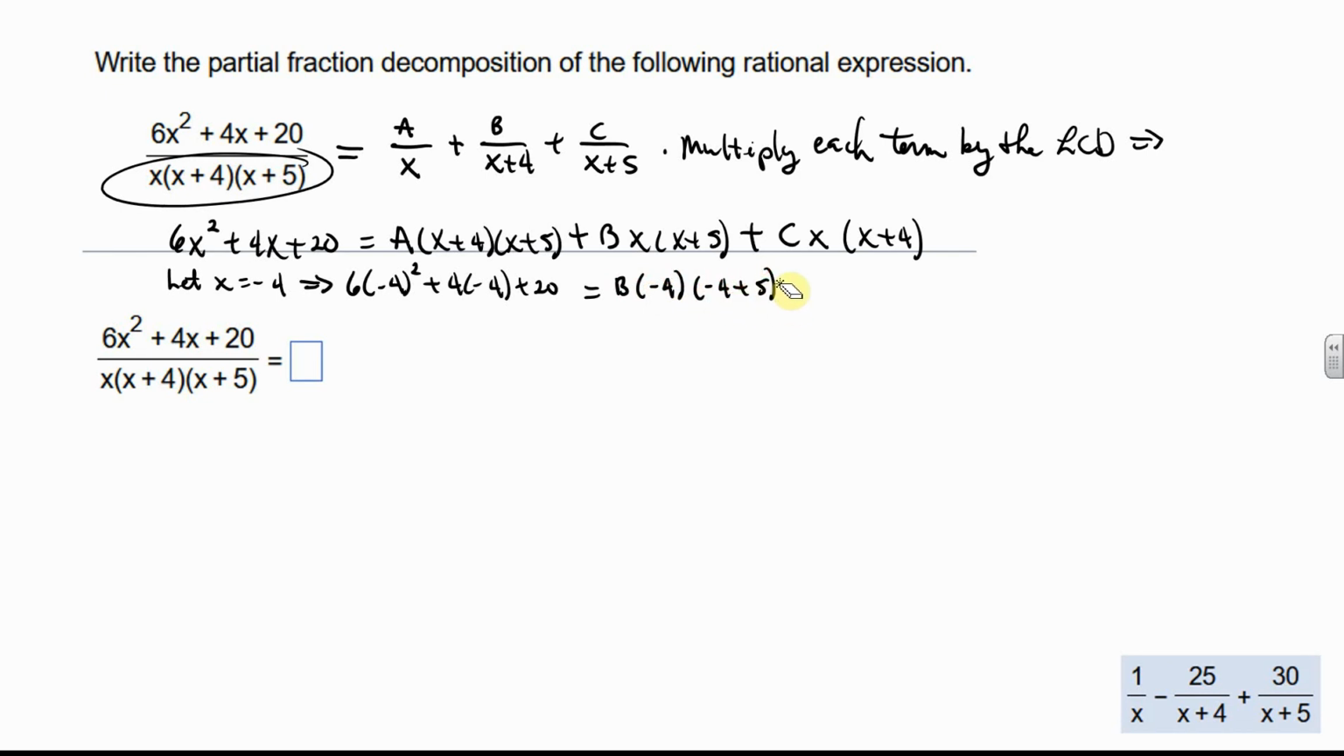Is that okay? You can put that negative 4 in each term, but automatically, if I got x plus 4, and then I'm letting x equal to negative 4, that's going to be negative 4 plus 4, that's 0. So that expression there goes out. 0 times anything is 0, right? So here, this is 6 times 16 minus 16 plus 20. And that's equal to, this is negative 4 plus 5, that's 1. This is just negative 4b.